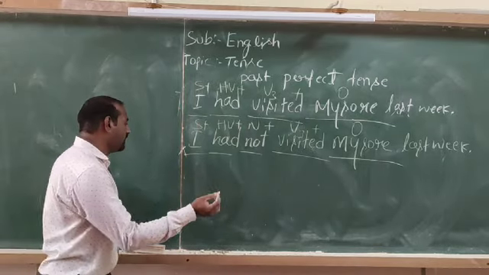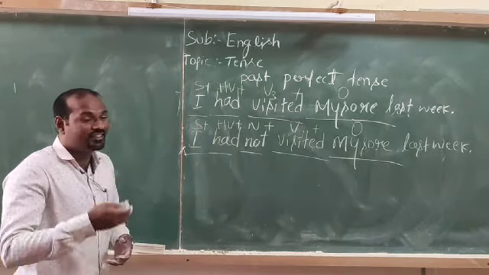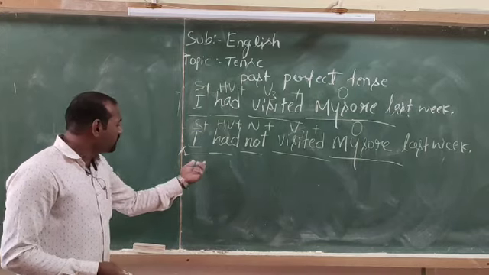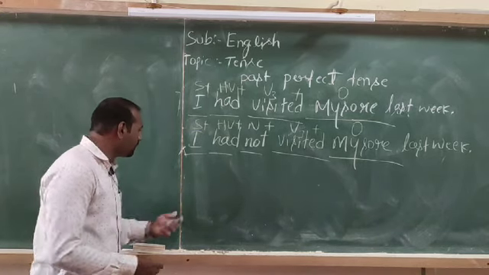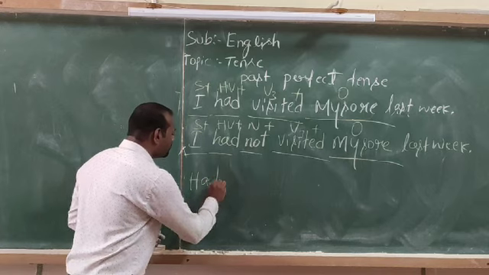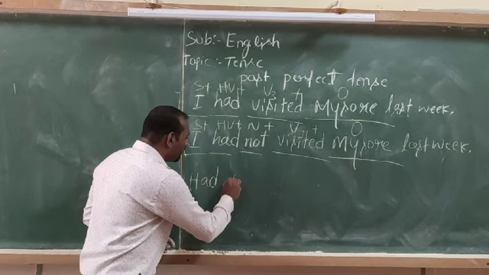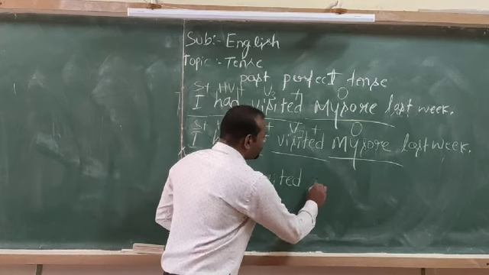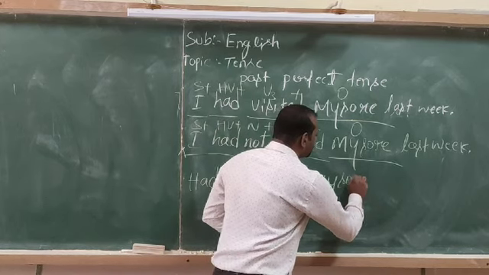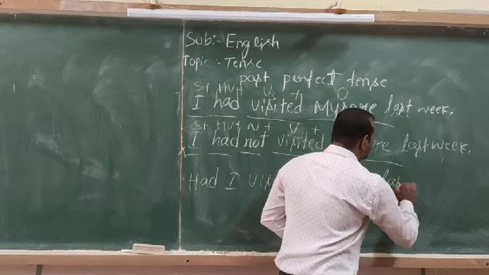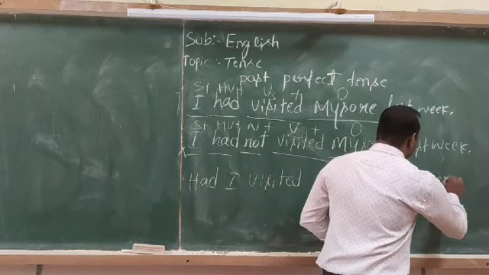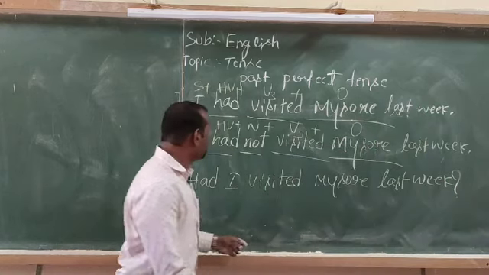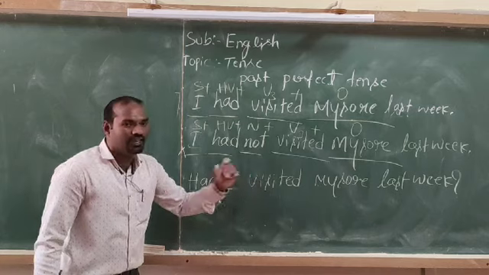Let's look into the interrogative sentence, also called a yes or no type of sentence. So take the helping verb in the first form. Had is the helping verb. Had I visited Mysore last week? Question mark.